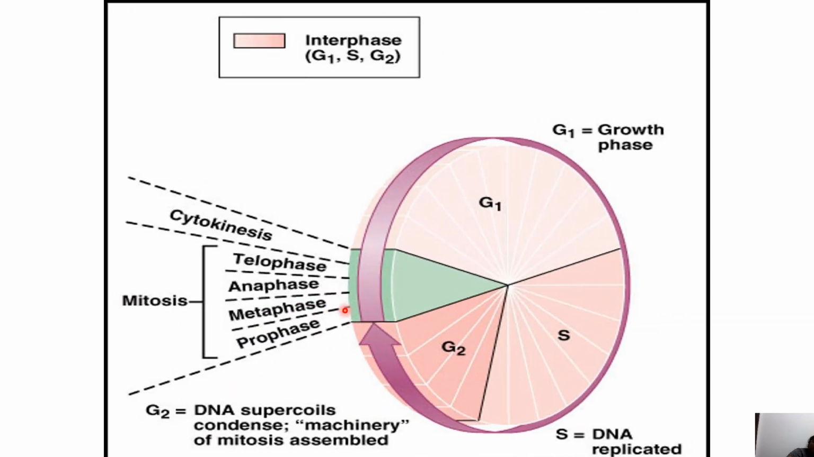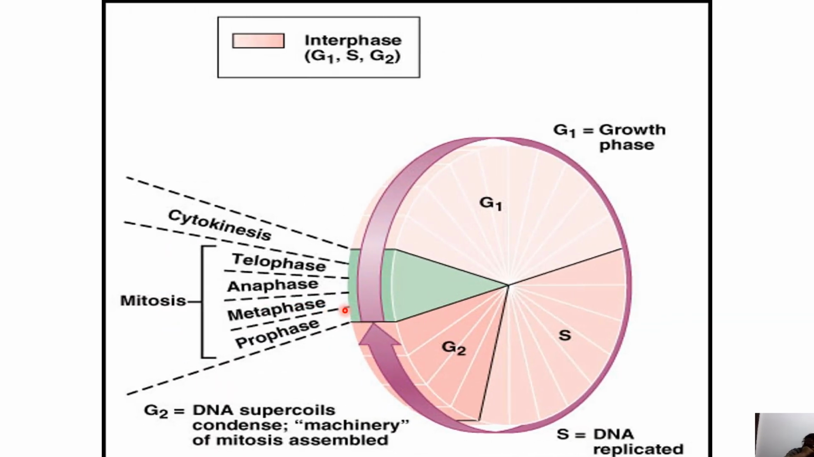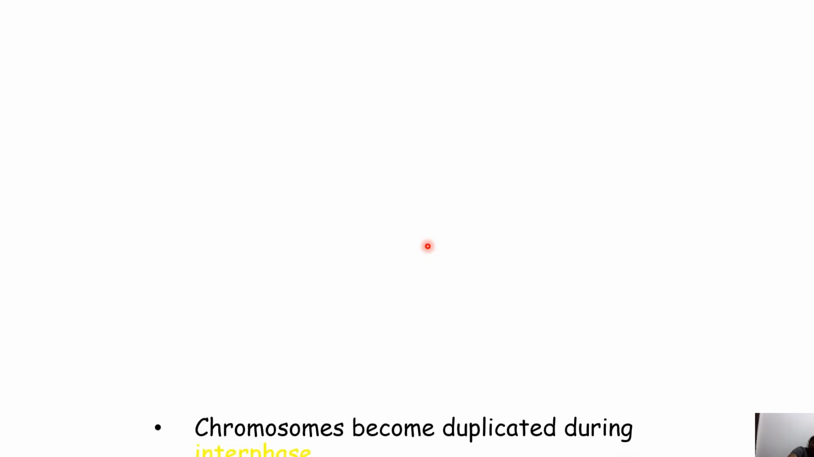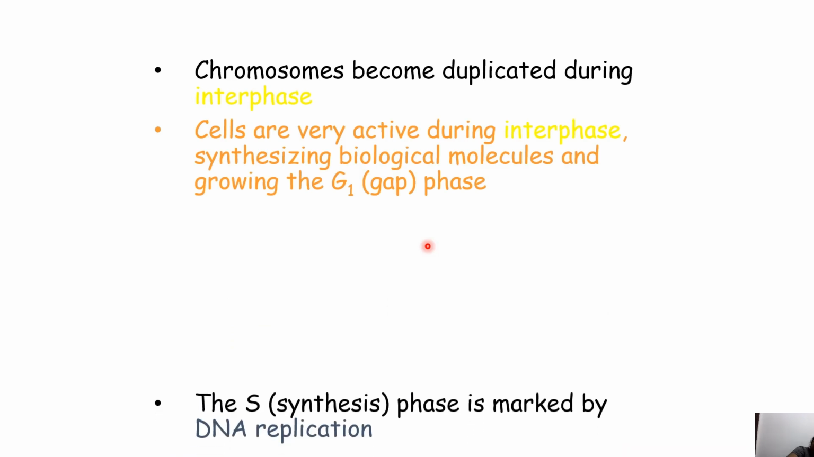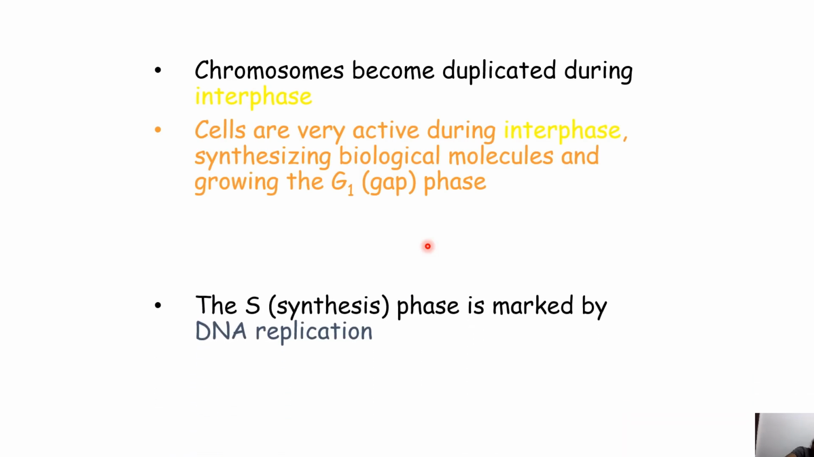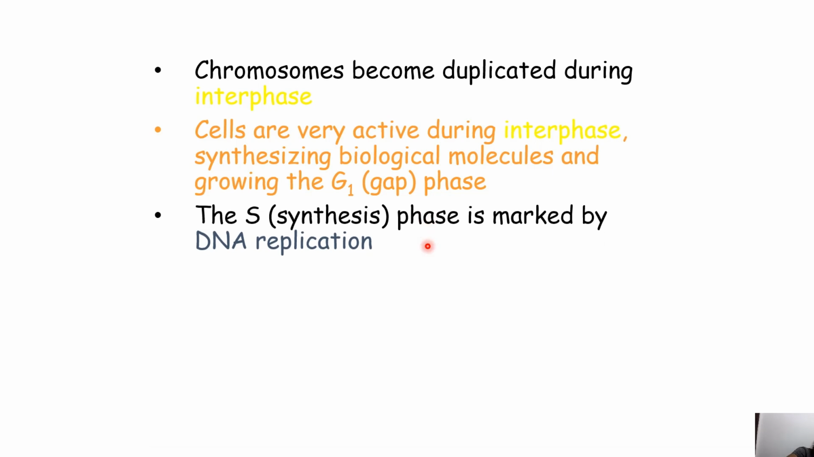Sorry for the animation. So this is the interphase. This entire region is interphase. And this we have the mitosis. So chromosomes become duplicated during interphase and cells are very active during interphase, synthesizing biological molecules and growing in the G1 phase. Synthesis phase is marked by DNA replication and the G2 phase occurs between the S phase and mitosis.